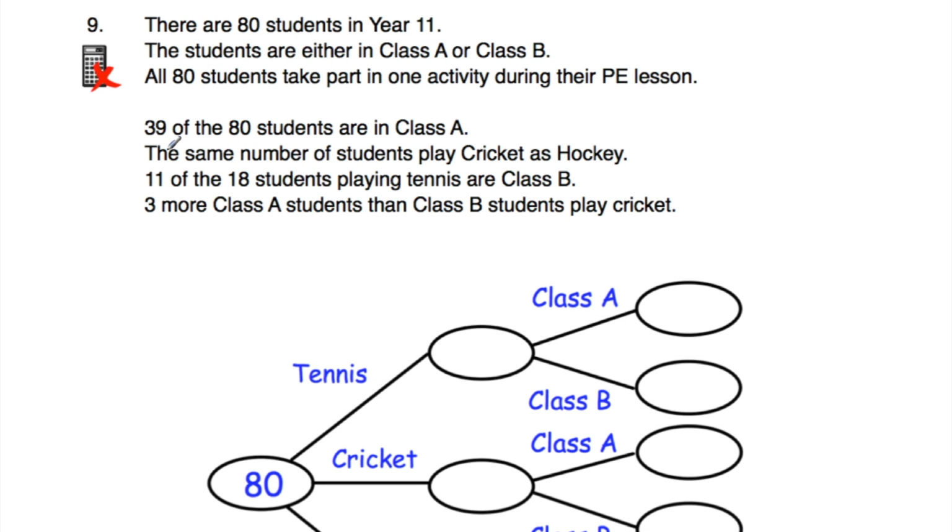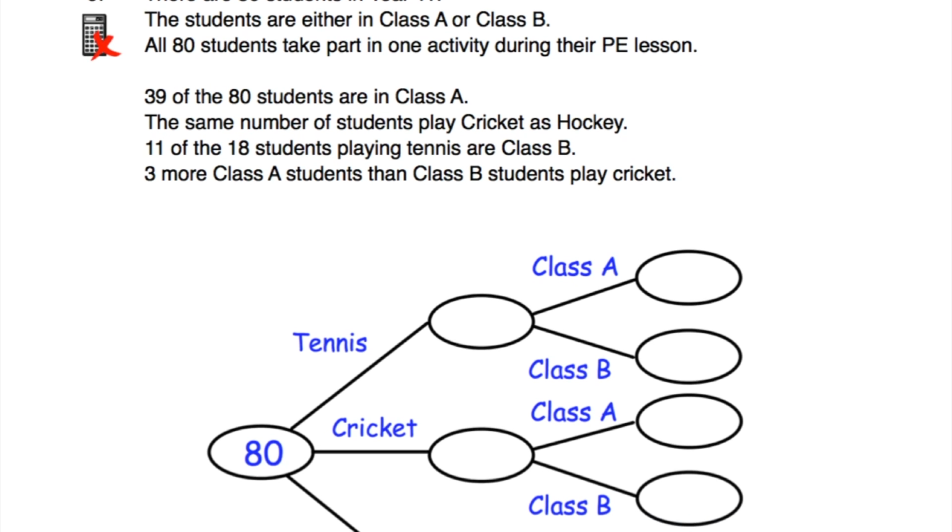And then we're told some information: 39 of the 80 students are in class A. The same number of students play cricket as hockey. 11 of the 18 students that play tennis are from class B, and 3 more class A students than class B students play cricket. So let's have a look at this diagram and see what we can fill in.